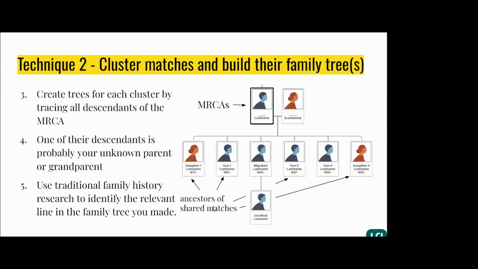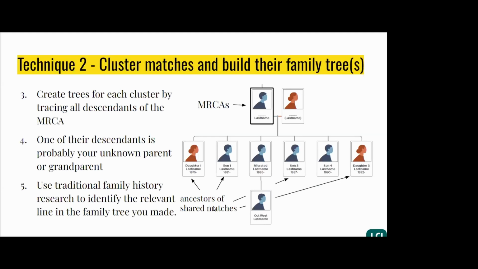Sometimes when you're doing this tree building, there are clues that can help focus your time and research on a particular line. So you might not have to build a tree with every single one of the descendants of an identified set of a couple of most recent common ancestors. So this is an example of someone who was looking for their birth father.